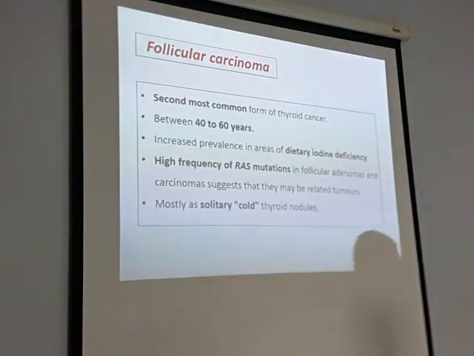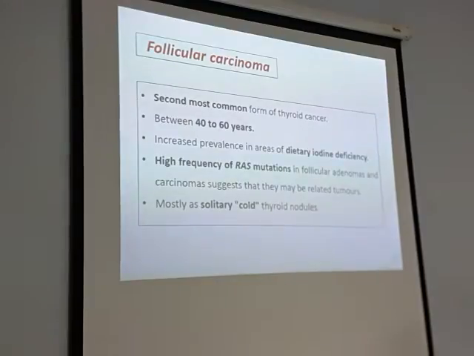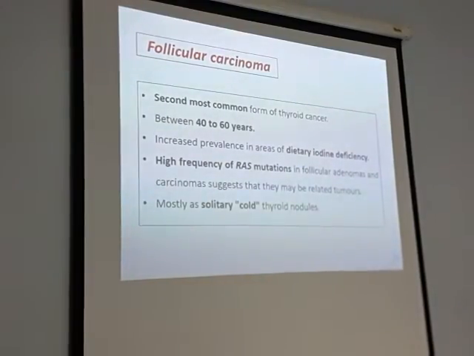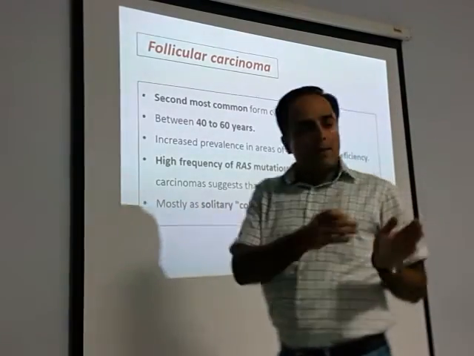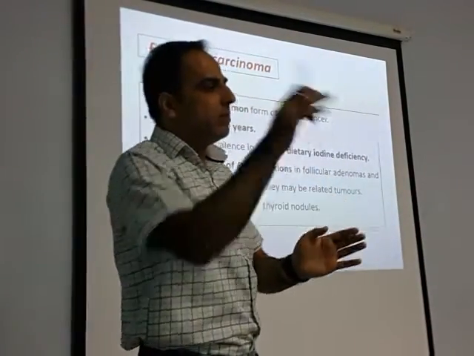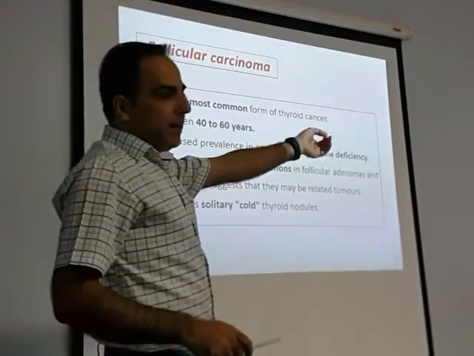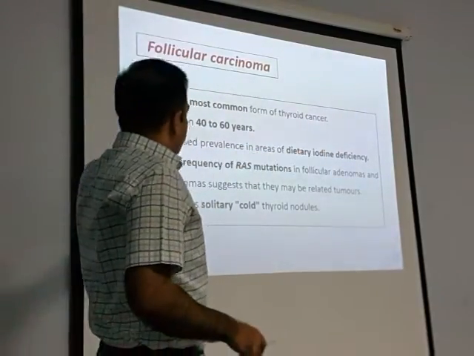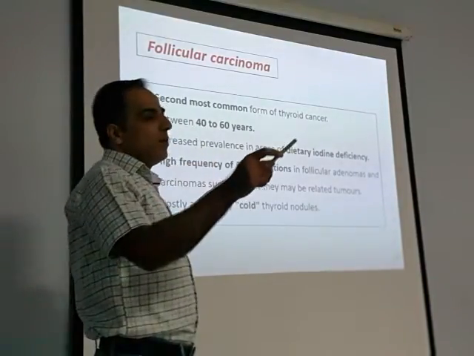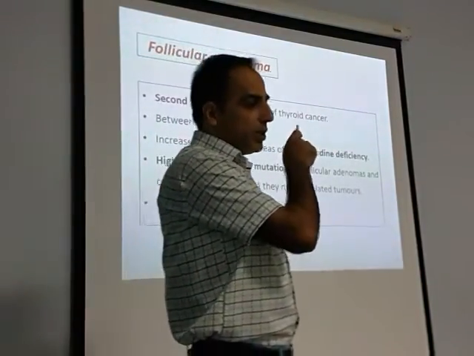The second is follicular carcinoma. Follicular carcinoma will resemble the follicular adenoma. Even the normal gland will be like this. It is the second most common cancer, at a later age, 40 to 60. There is increased prevalence in dietary iodine deficient areas. Then here you will find what was the common mutation.